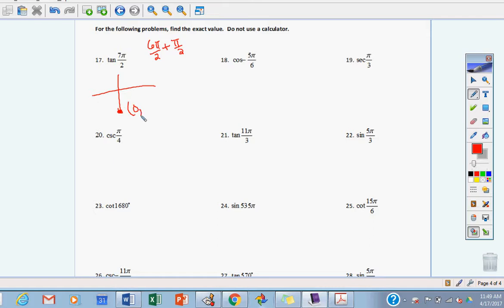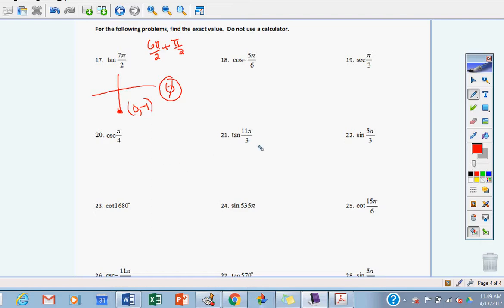And with quadrantals, we want to concentrate on us being on the unit circle. And then we do sine, cosine, tangent. Well, tangent is y over x, sine over cosine. So that becomes undefined when we take -1 over 0.